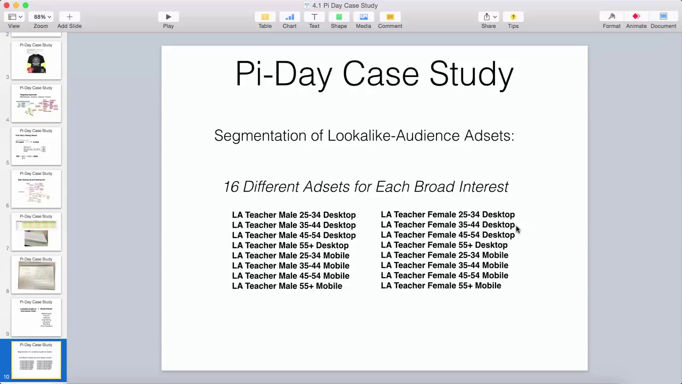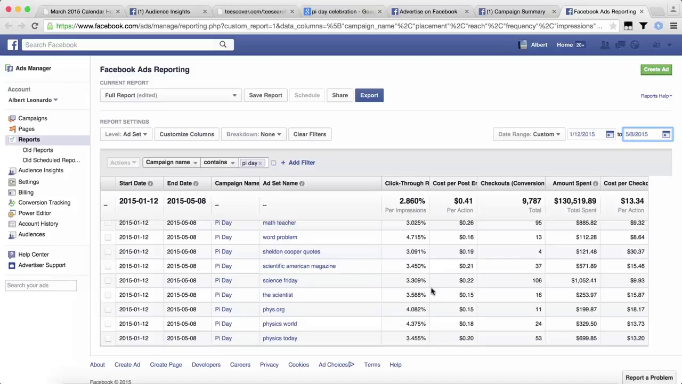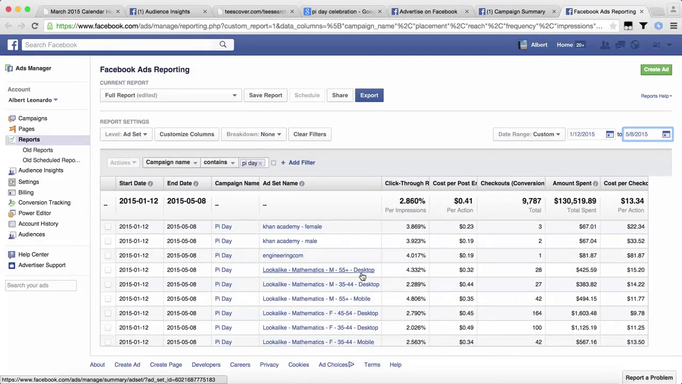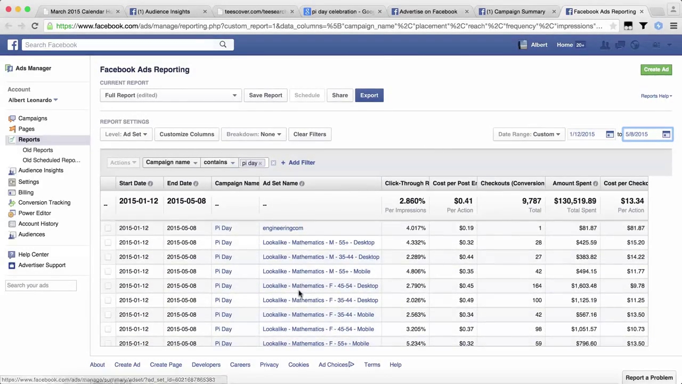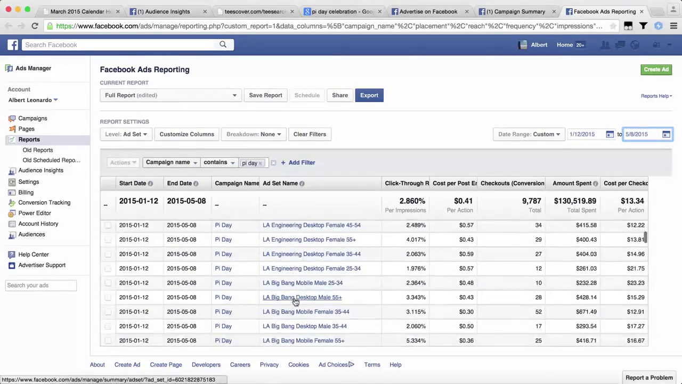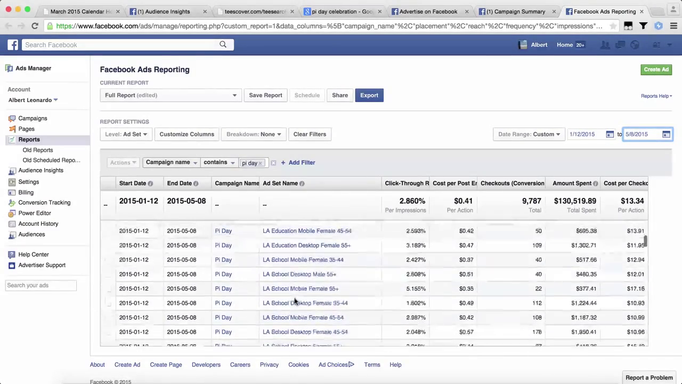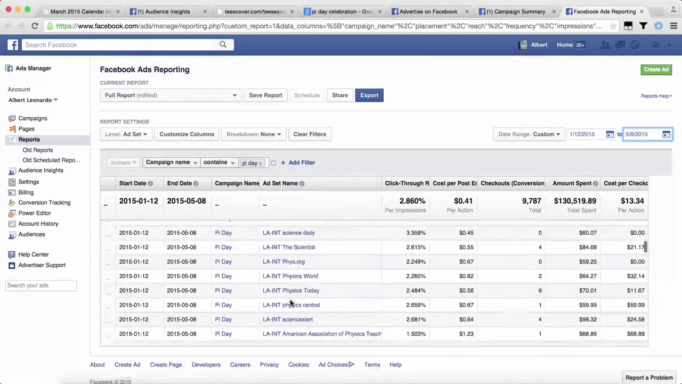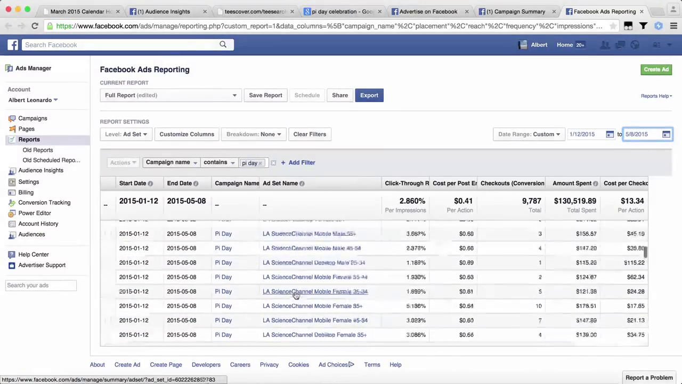So you must always include lookalike audience in your strategy. Because of lookalike audience, my sales was able to boost up and brought me to over 20,000 sales. Let's look at the ads report again. I will show you my lookalike audience ad sets. So this is the one for mathematics, and you can see how I split it into different segments. And this is for physics, teacher, engineering, Big Bang, education, school, professor, high school, software, student, science channel.